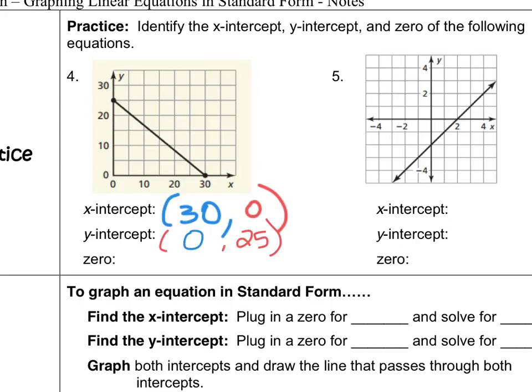So the y-intercept, we have a value in y. The x-intercept, we have a value in x. And then our 0. Our 0 is always the x-intercept. So the 0 of this function is 30.